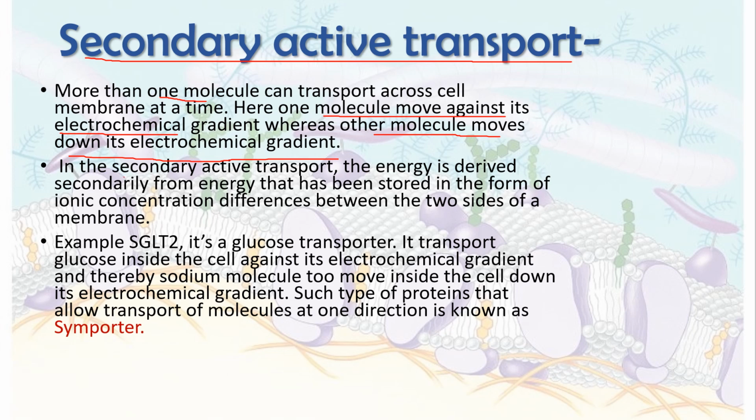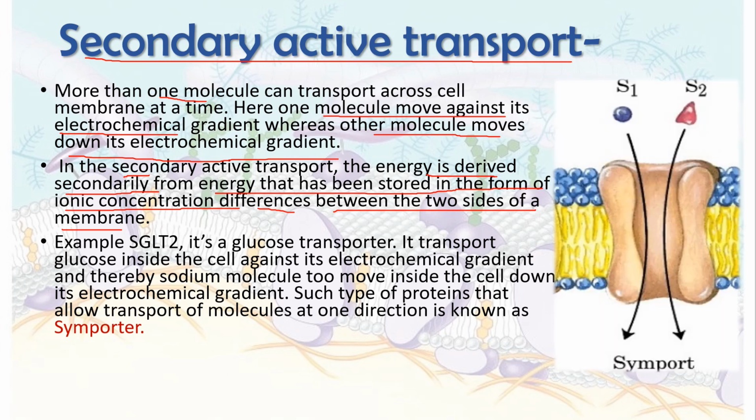Okay, so in this type, the energy is derived secondarily from energy that has been stored in the form of ionic concentration differences between the two sides of the membrane. So what does it say? It says that the energy is not directly used from ATP, but it is derived secondarily from energy that has been stored in the form of ionic concentration differences between inside and outside of the cell.